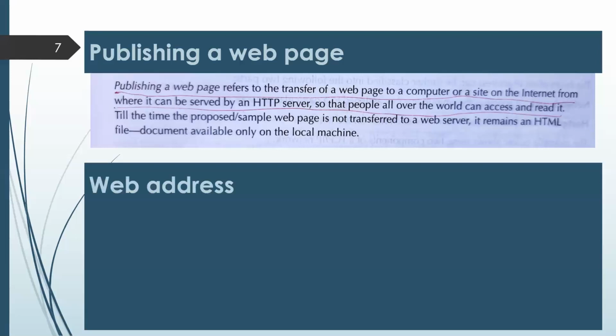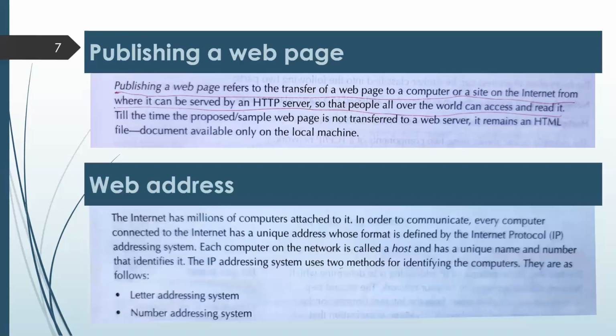So now the web address. The web address, what is it? The internet has millions of computers attached to it. Actually, the internet is an interconnection of millions of computers, and each computer has a unique address, no duplicate address, a unique address.